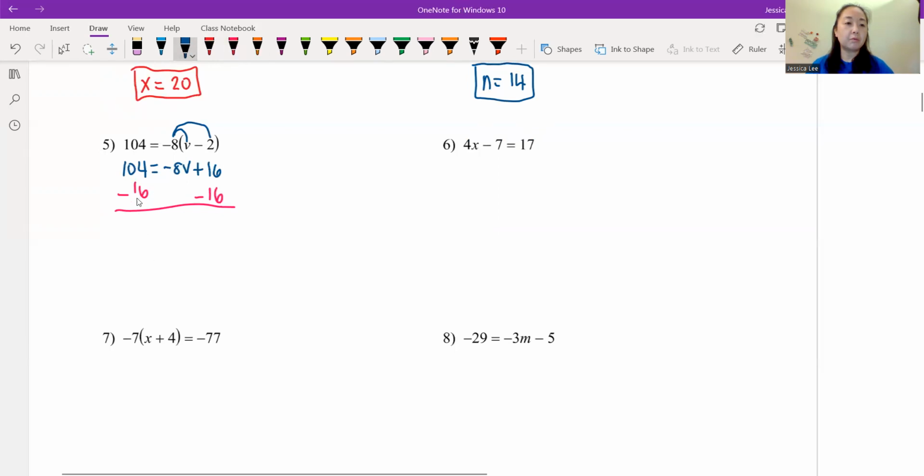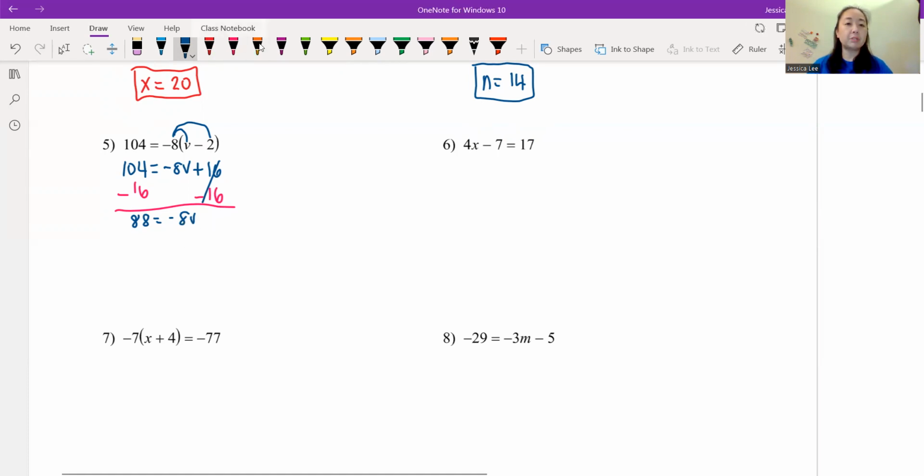And then we get 104 minus 16, which is going to be 88 is equal to negative 8v. Right, this cancels out. And when I say cancel out, 16 minus 16 is just 0. So, it doesn't really matter, because negative 8v plus 0 is just negative 8v.